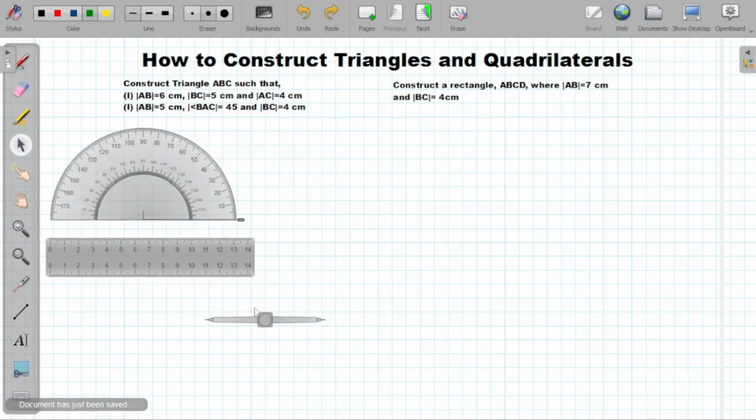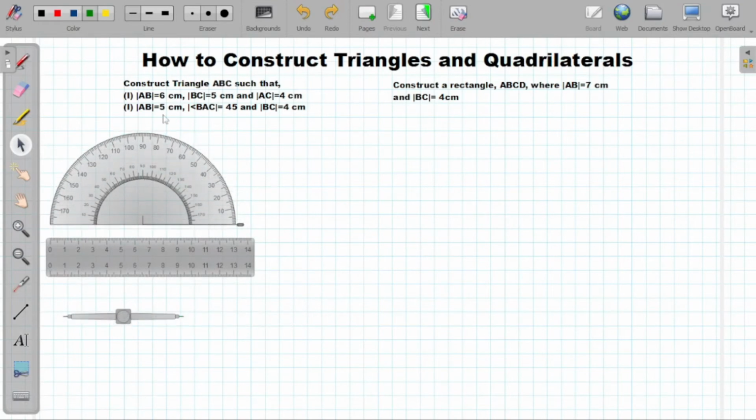So let me place these guys here, and let's first of all start with the construction of the triangles that we have over here. So I have: construct triangle ABC such that the length of AB is 6 centimeters, the length of BC is 5 centimeters, and the length of AC is 4 centimeters. So how do we construct these triangles using this information that we've been given?